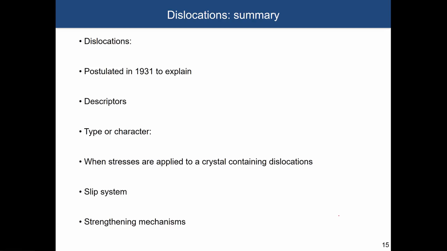But the idea is that if you can fill out the gaps in this slide, then you know everything about dislocations. So if you can identify or define what the dislocation is, if you can explain why we introduced these dislocations, why they were postulated in 1931, how we describe them, what the descriptors are, if you know what types of dislocations exist and what it means, what happens when you apply a stress onto the material, what a slip system is, and how you define the strengthening mechanism, then in principle you know what you're talking about. So think about this, and I strongly encourage you to do so, and then we will come back to this slide again.